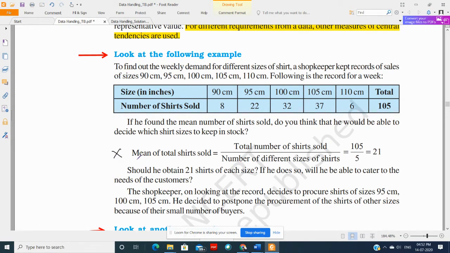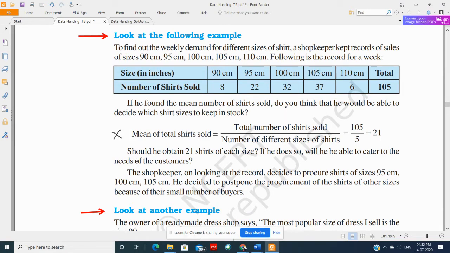Now to avoid this, we come up with a new idea. Naturally here, if they say 22, 32 and 37, what is he doing? He decides to procure shirt sizes of 95, 100 and 105. So in this particular method, mean is not going to be helpful to us. The shopkeeper is taking these three data, that is 95, 100 and 105.